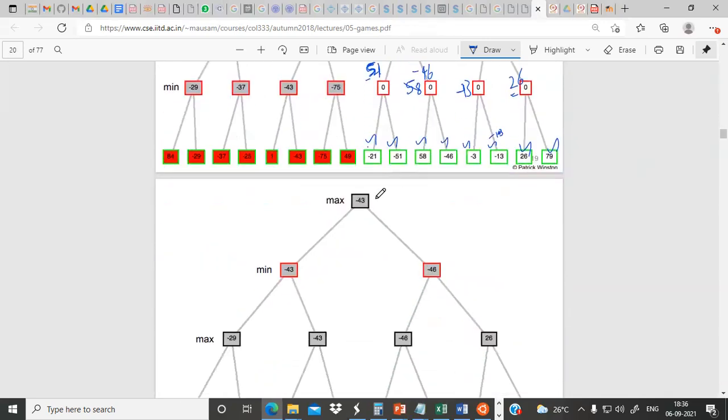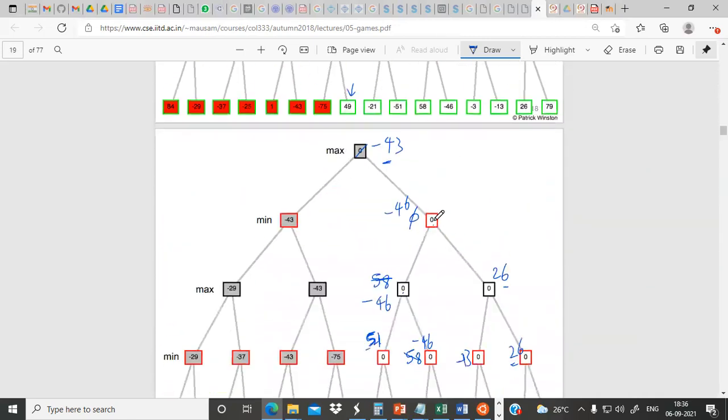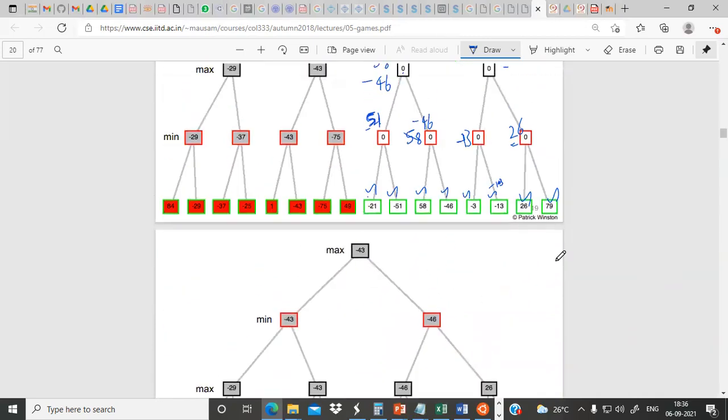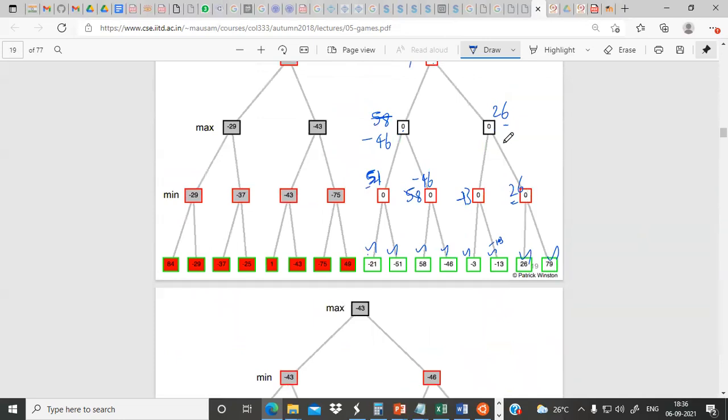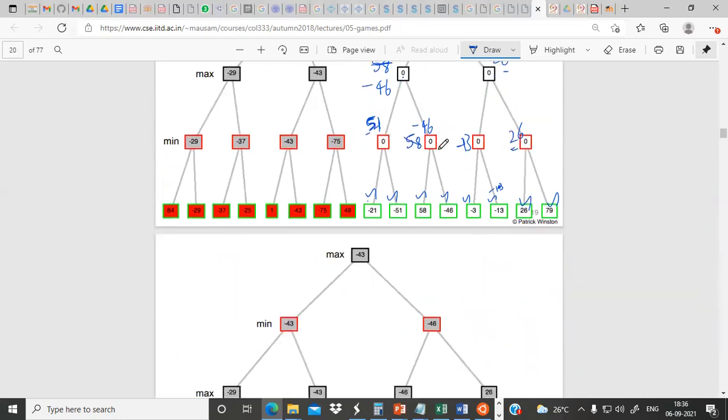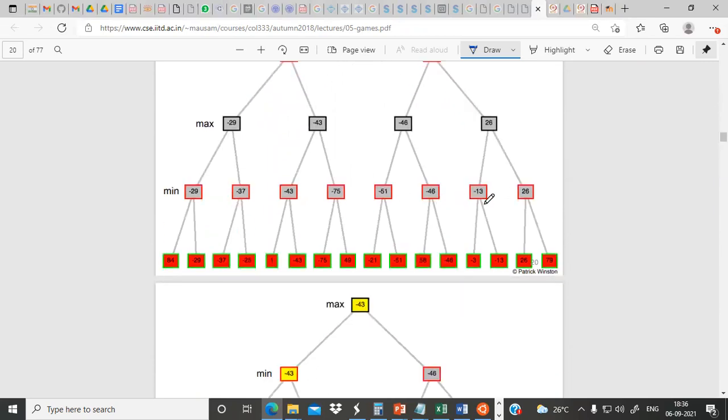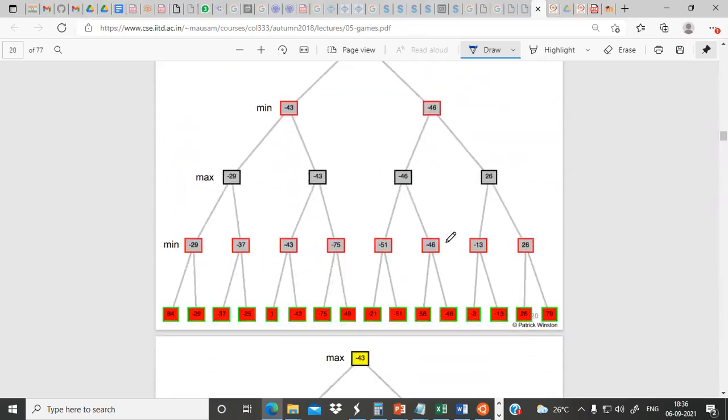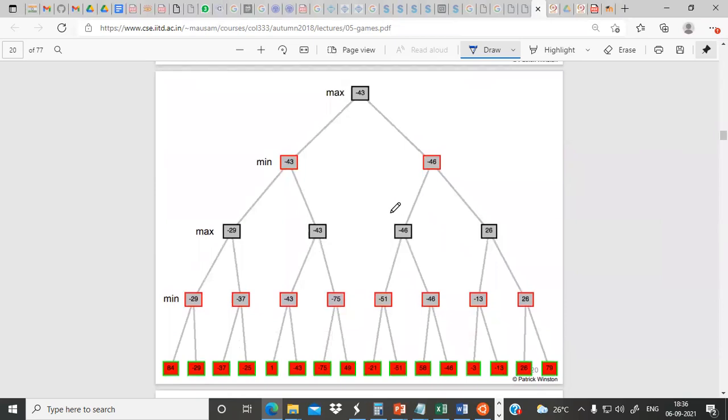So you can see at the root we have minus 43, then minus 46, then minus 46 and 26, then minus 51, minus 46, minus 13 and 26, right? So like this, the tree is now fully explored. Okay, now you can identify the optimal path from the perspective of player one. So we assume ourselves as player one. So what is the best thing player one can do?